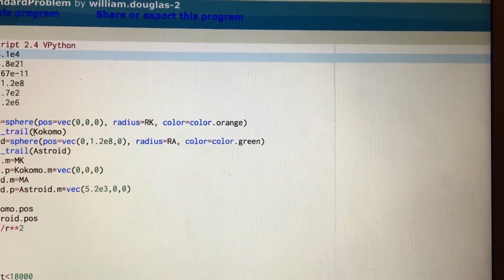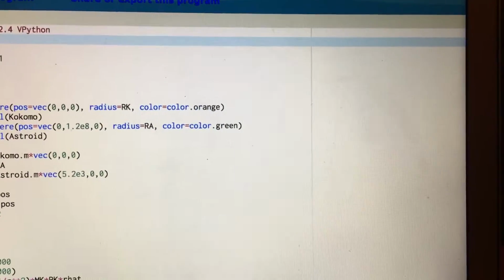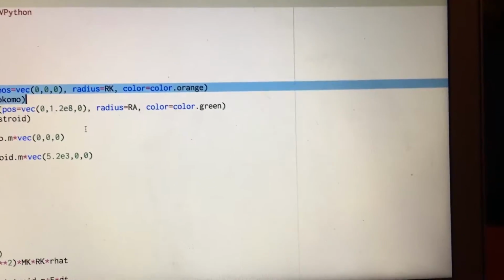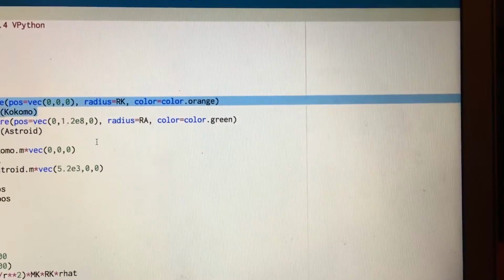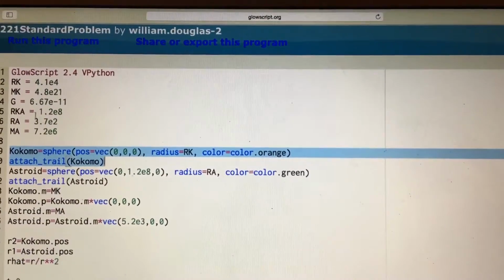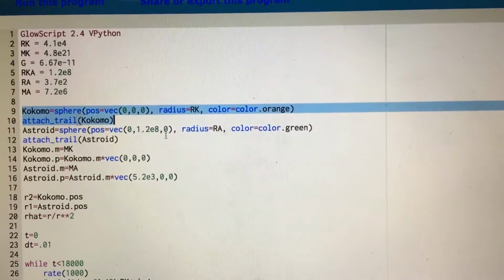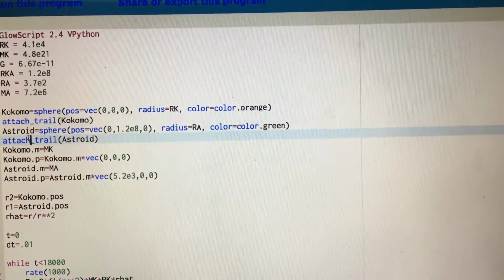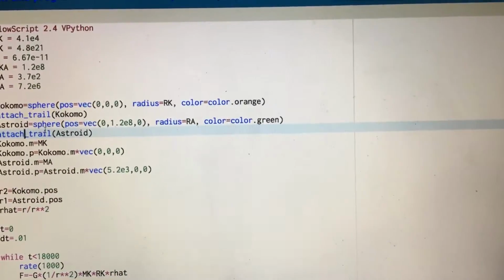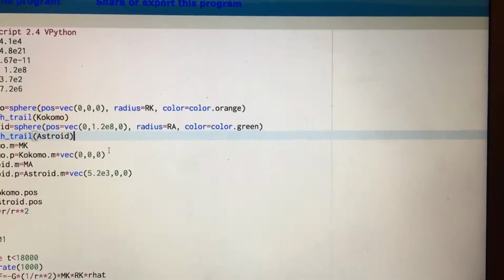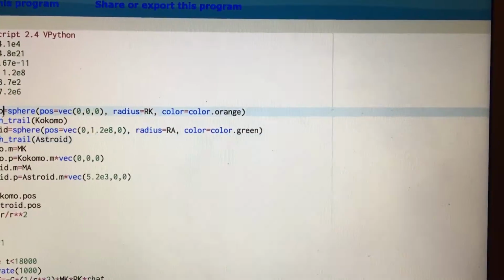So below I give a code for what Kokomo looks like, where it is, and I give its radius to be equal to the constant I have given above. I said to attach the trail, so whenever I do run the program, I can see where it moves and how it changes. I have the asteroid, and it offers the same information, and I have the trail, so I can see the same information as Kokomo once I run the program.